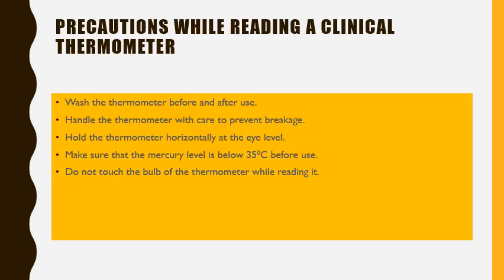So we have seen how to take the accurate reading in a clinical thermometer. Now let's see what are the precautions which should be followed while reading a clinical thermometer. First, wash the thermometer before and after use. Handle the thermometer with care to prevent breakage since it is of glass. Hold the thermometer horizontally at the eye level. Make sure that the mercury level is below 35 degrees Celsius before use.